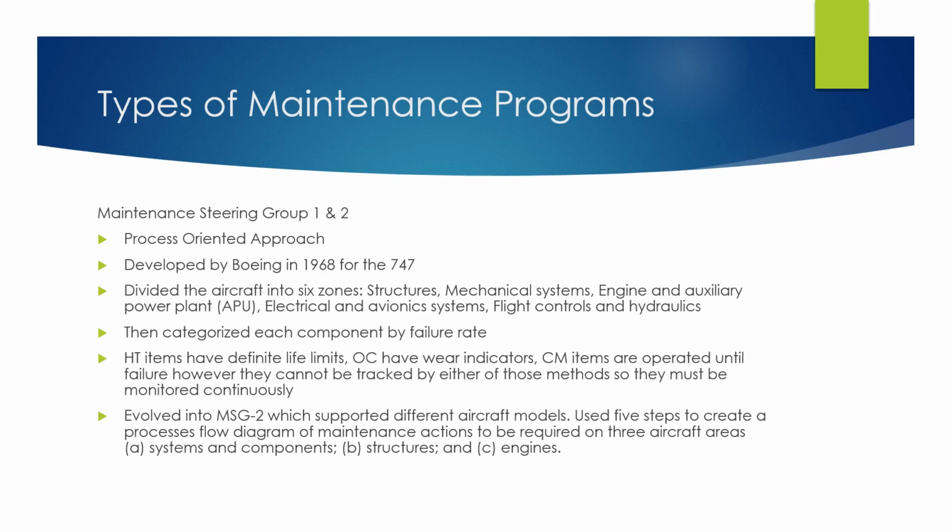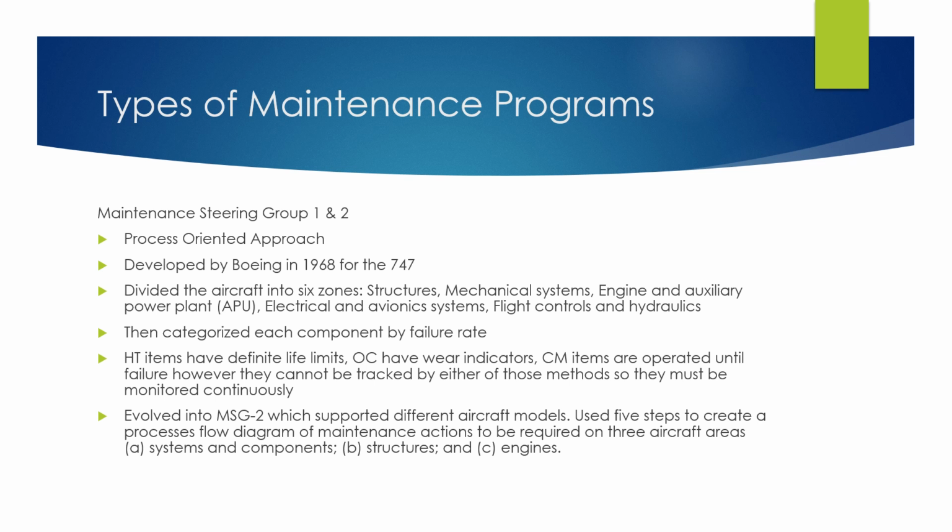Okay, to begin discussing types of maintenance programs, I'm going to start with maintenance steering groups 1 and 2. These started with the process-oriented approach, which was developed by Boeing in 1968 for the 747. The process-oriented approach uses a bottom-up analysis of component failures. It starts with dividing the aircraft into 6 zones and then further breaking down each one of those zones by the components and then analyzing the components by their failure rate.